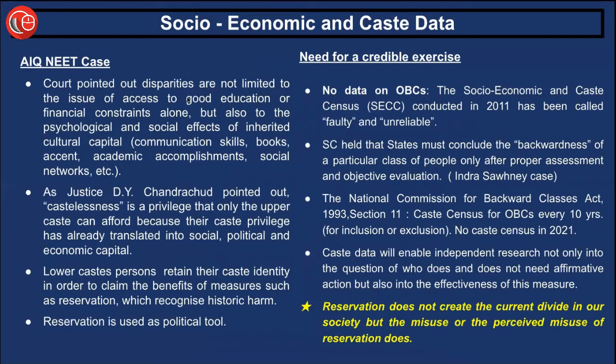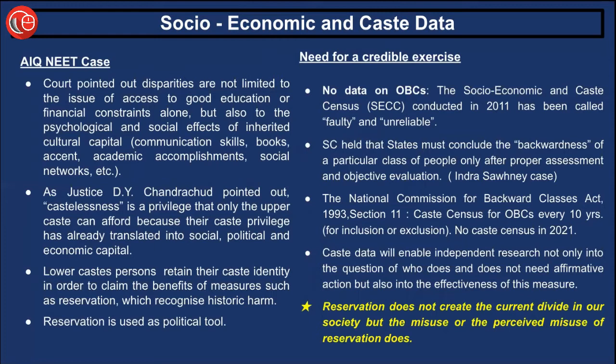The court pointed out disparities that are not limited to the issue of access to good education or financial constraints alone, but also to the psychological and social effects of inherited cultural capital. Now the court here is basically saying that it is not just in terms of education or financial resources that the people from these backward classes have to struggle. Rather, there are a lot of other effects that they have to face, which are psychological and also social in nature. For example, their communication skills, their confidence in society, availability of books and other resources, their accent, academic accomplishments, social networks, etc. Definitely all of these things are hampered because of the kind of discrimination that they have faced through several years.